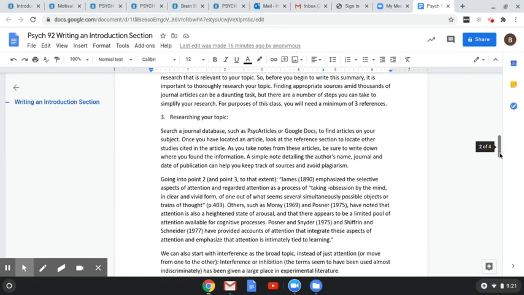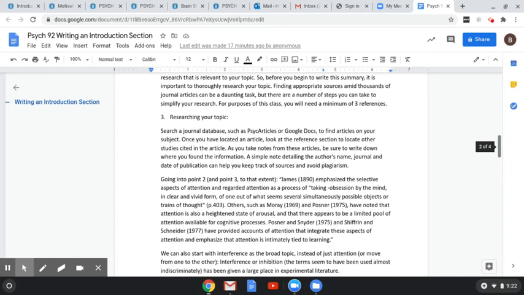Again, this is why we did the first week, first homework assignment. Searching a journal database such as PsycArticles or PsycInfo or even Google Docs to find articles on your subject. Once you've located an article, the easiest thing you can do there, which we didn't practice yet, is looking down at the reference section to locate other studies that are cited in the article. So a lot of times the first few studies in the reference section are going to be very relevant to your topic. And so those are a good place to start.